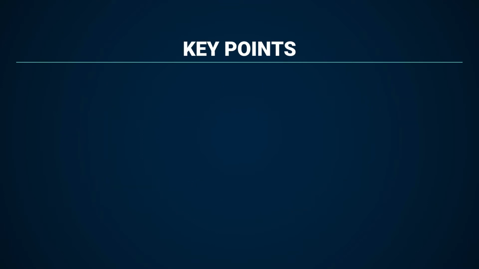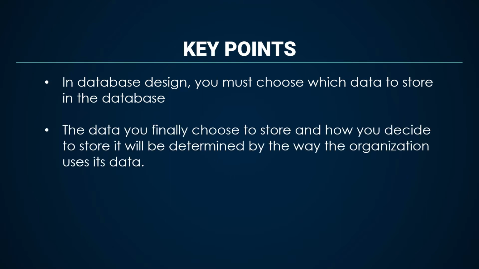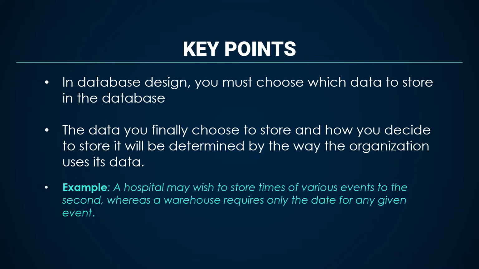An important aspect of any design process is making choices. In database design, for example, you must choose which data to store in the database. You would not necessarily want or need to store every last piece of data the organization might possibly use. The data you finally choose to store and how you decide to store it will be determined by the way the organization uses its data. For example, a hospital may wish to store times of various events to the second, whereas a warehouse requires only the date for any given event.